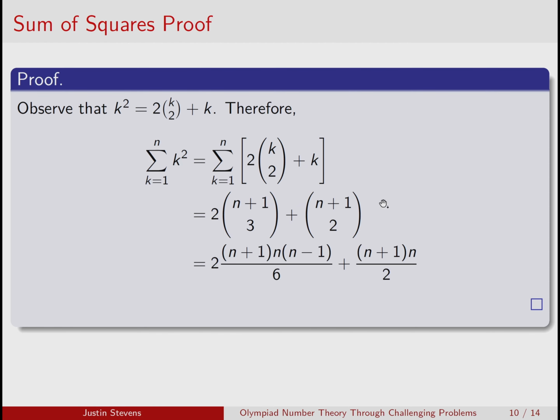And we can now rewrite this as 2 times n plus 1 times n minus 1 divided by 6, by definition of factorials and binomial coefficients. And then we can rewrite the other term as n plus 1 times n divided by 2, as we saw before. Now, when we factor out n times n plus 1 divided by 2, and we do a little bit of algebra, we get that this is equal to n times n plus 1 times 2n plus 1 divided by 6. And we've proven our sum of squares formula.